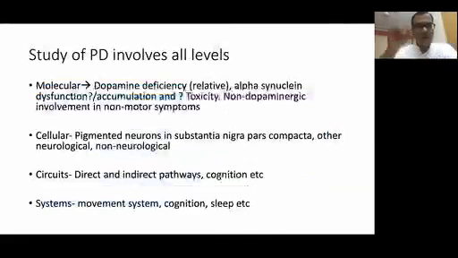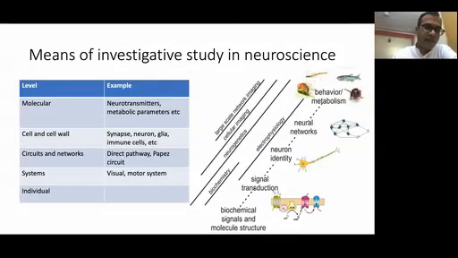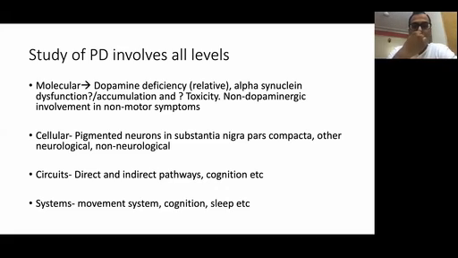So Parkinson disease is an excellent disease to study all of these levels, because at a molecular level you have a relative dopamine deficiency. You have alpha-synuclein dysfunction. Whether it leads to toxicity or not is not clearly known, but possibly yes. And you have other neurotransmitters as well, not just dopamine. You have norepinephrine, acetylcholine, serotonin, which are suspected to cause the non-motor symptoms.